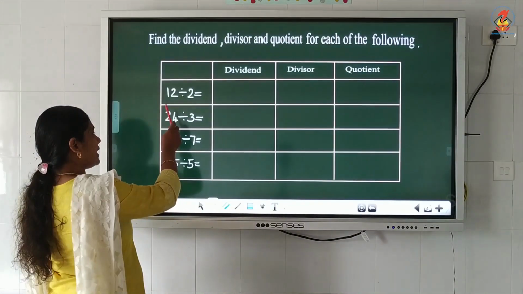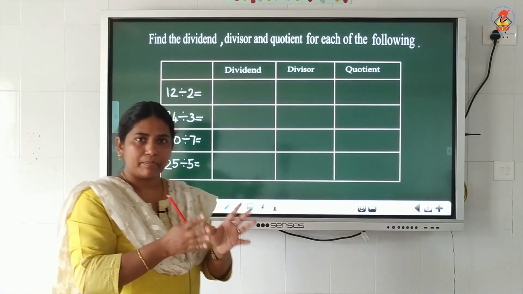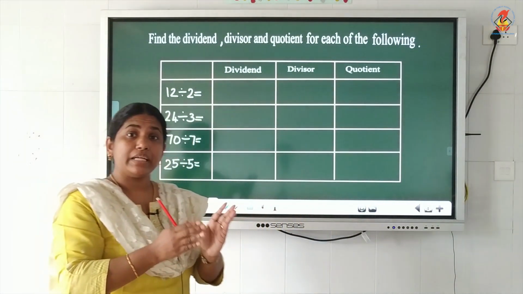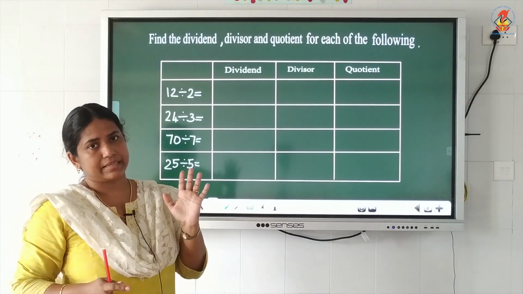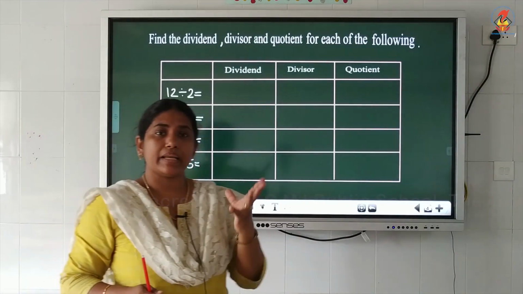So children, what is the meaning? There are 12 numbers given there. We have to divide them equally into 2 groups. How will we find out the answer? In division, how will we find out the answer?